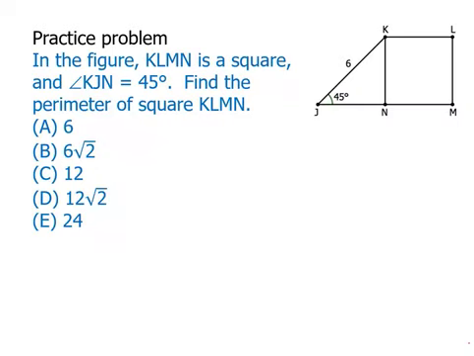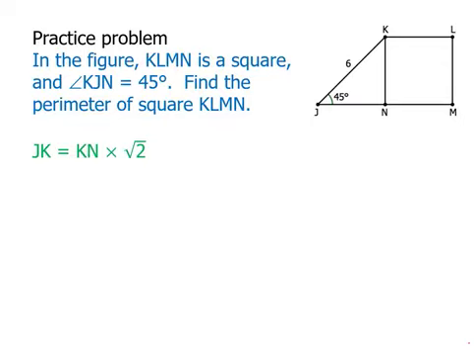Here's a practice problem. Pause the video and then we'll talk about this. Okay, so we have a square. We have a 45-degree angle in that triangle, so that is an isosceles right triangle there. And we want the perimeter of the square. Very interesting. Well, first of all, we know that KN, that's the leg of the triangle, it's also the side of the square, that times root 2 equals the hypotenuse, JK. So we certainly can say that KN equals JK over root 2, or 6 over root 2.